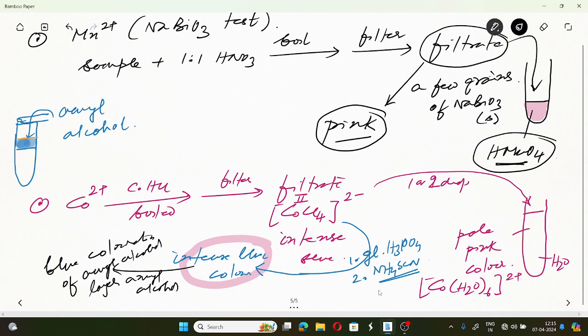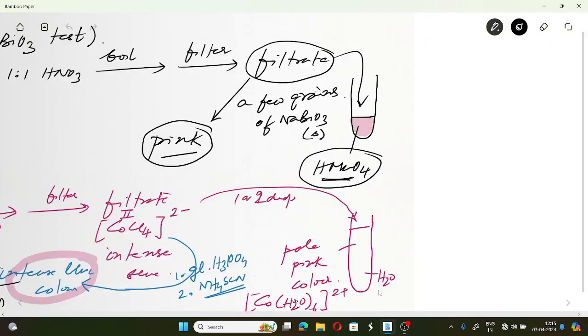Then we can get some idea whether Zn2 plus is present or not. Although this is not the confirmatory test, I'm coming to this. If you want to carry out a test for Zn2 plus, this is not a confirmatory test, but it is an indicator that Zn2 plus may be present. What you should do is sample plus NaOH, maybe concentrated NaOH.